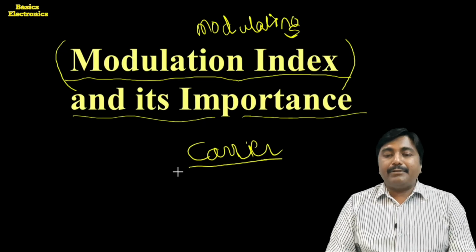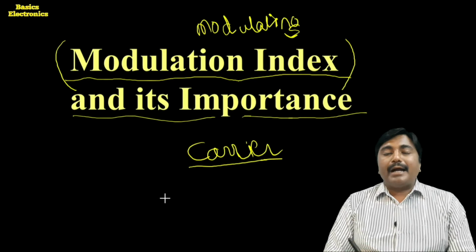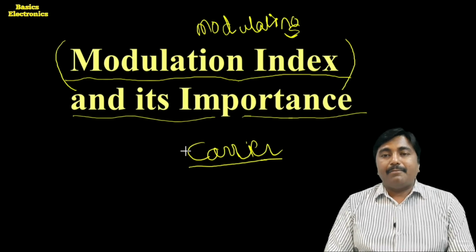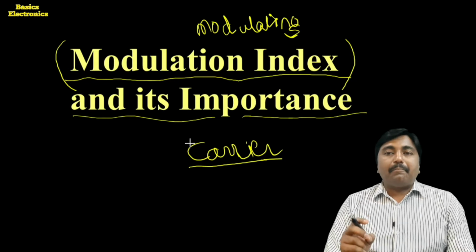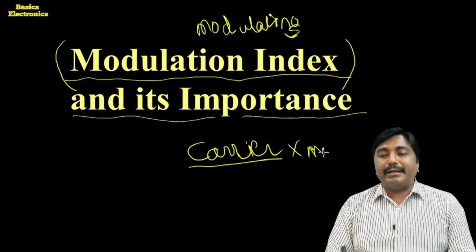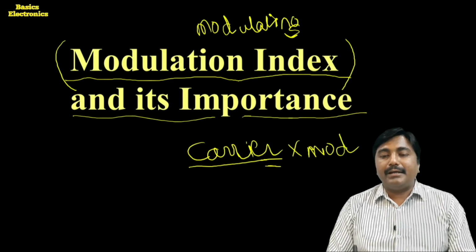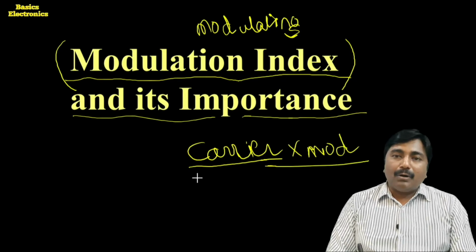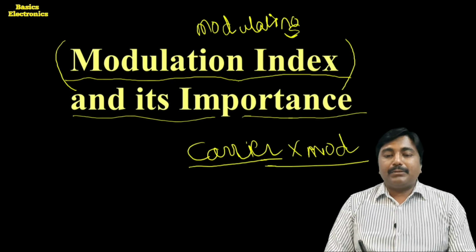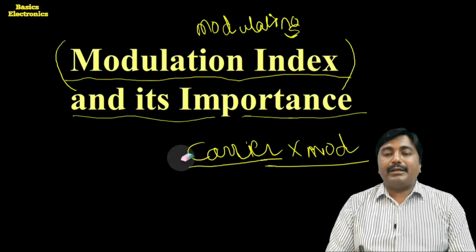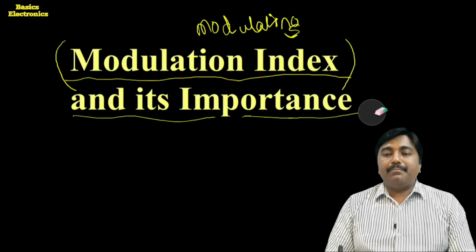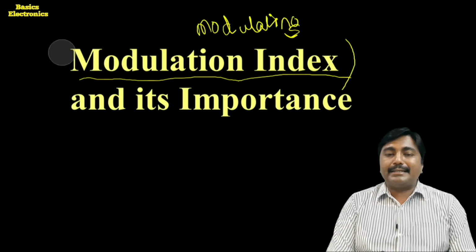We derived the formula for the amplitude modulated signal, which is the product of the carrier and the modulating signal, plus the carrier signal. That is the equation of the amplitude modulated wave. Now we have to see the modulation index and its importance.